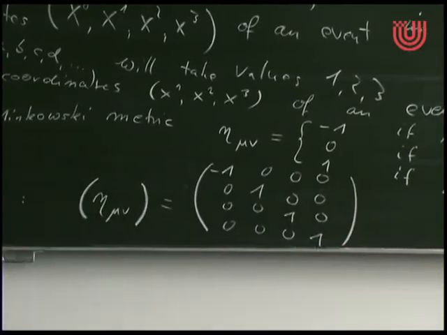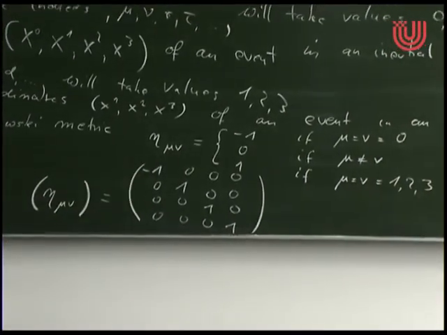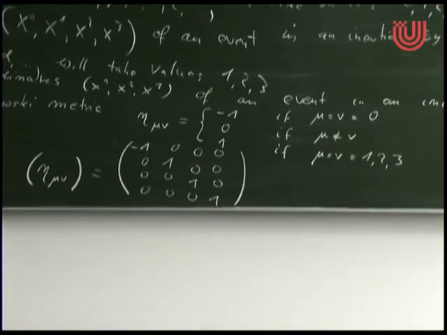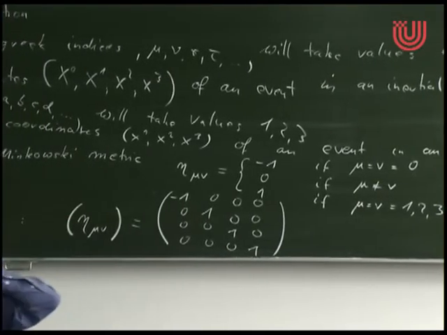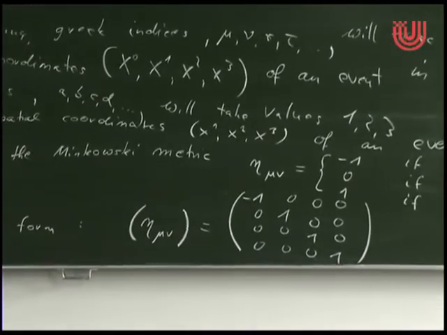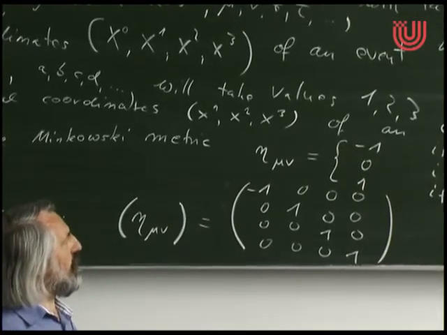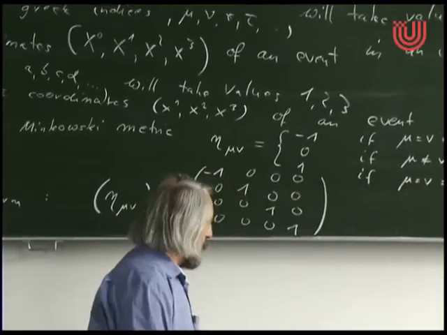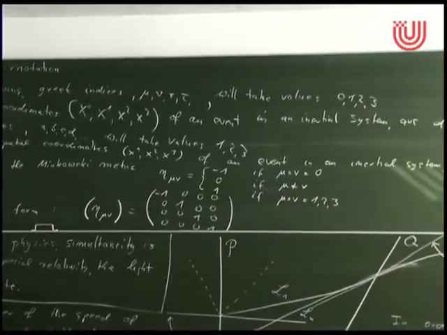So you see it's the same as a Kronecker delta with the exception that here I have a minus sign. So I call this matrix, this arrangement of numbers, the Minkowski matrix. That's actually an abuse of notation. Or one should say what I've written down is a representation of the Minkowski metric in coordinates in one chosen inertial system. But it's the usual terminology in special relativity to just call it the Minkowski metric.